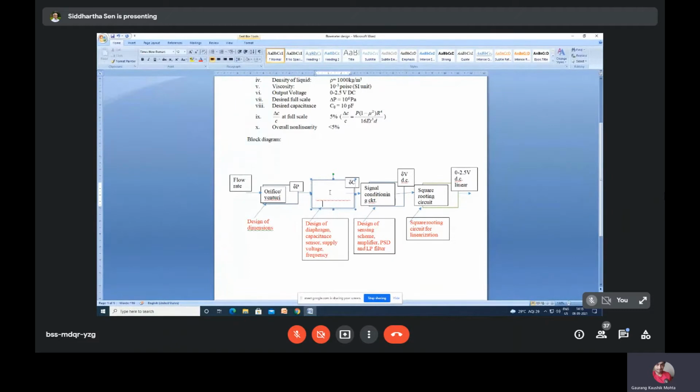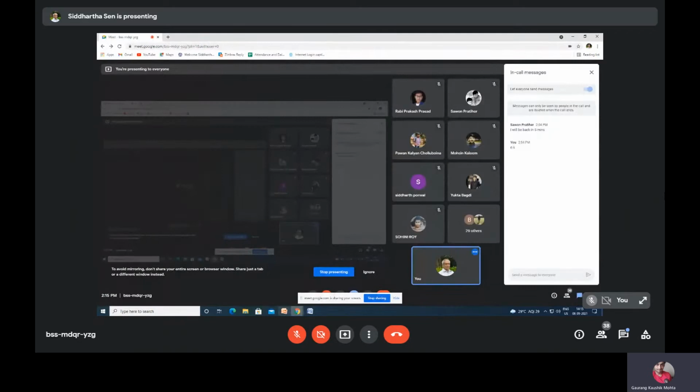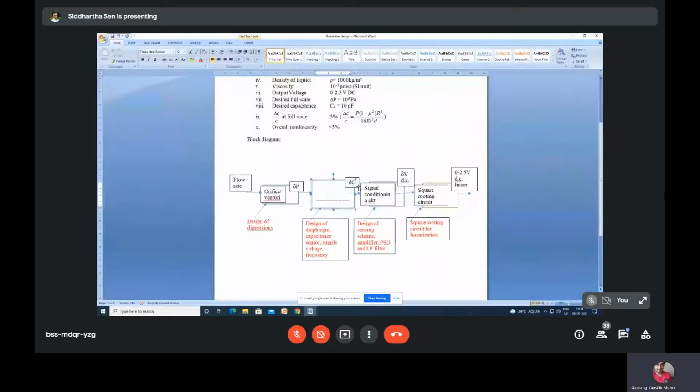Diaphragm type capacitive sensors again we'll have to design, and it is always better to have a differential capacitor like this. So delta P will be converted into the corresponding change in the capacitance, delta C. It is always better to have a differential capacitor because the sensitivity will be higher, but if you want, you can use one fixed capacitor here.